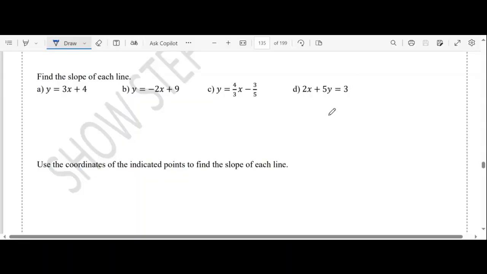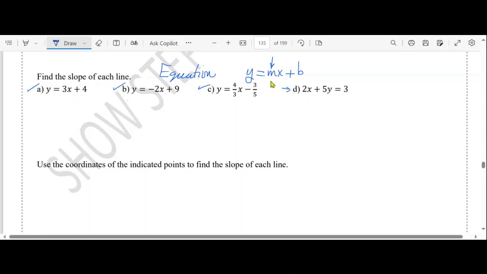It's asking you to find the slope of each line. Now he's giving you an equation. So to find the slope, you have to make your equation look like this: y equals mx plus b. So this one is easy. m here is the slope, and this one is also easy. This also easy. The most difficult one is this one. Okay, so I'm going to do this one.